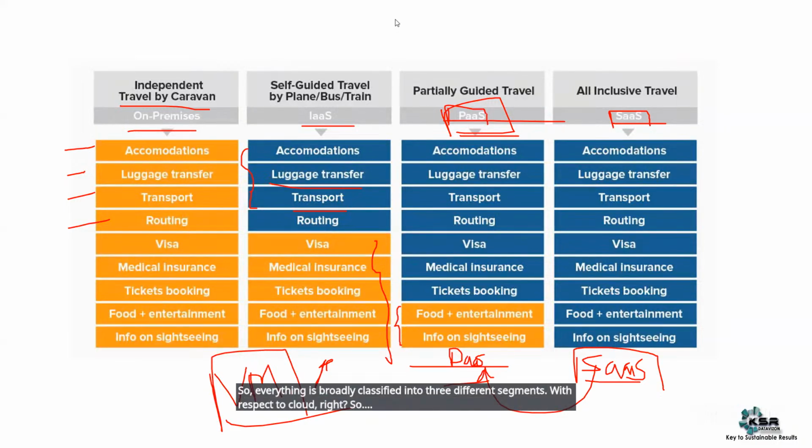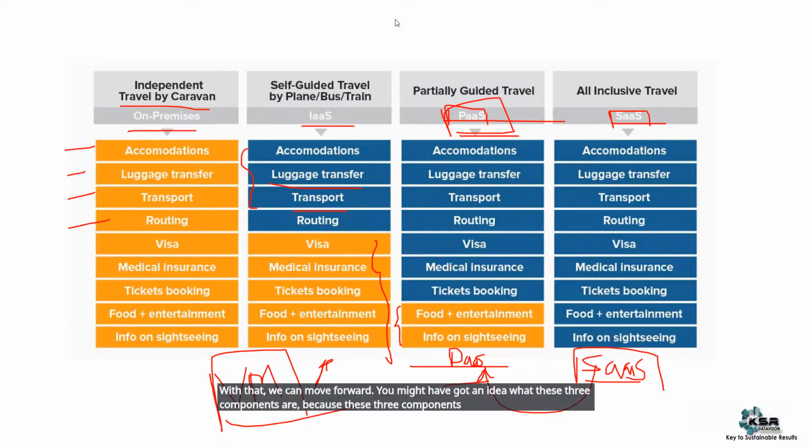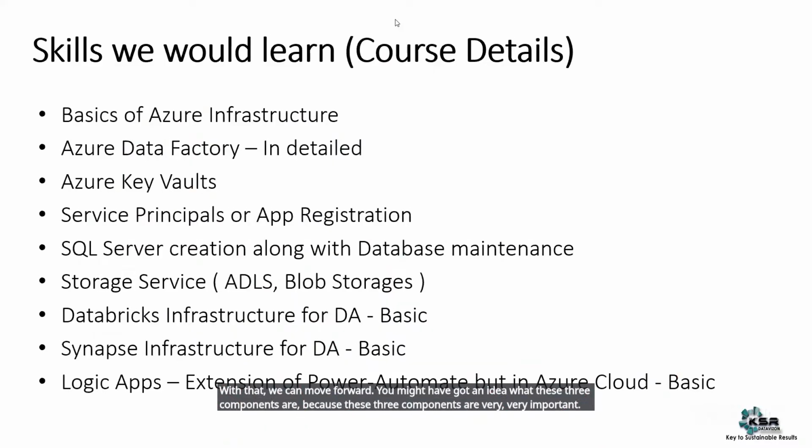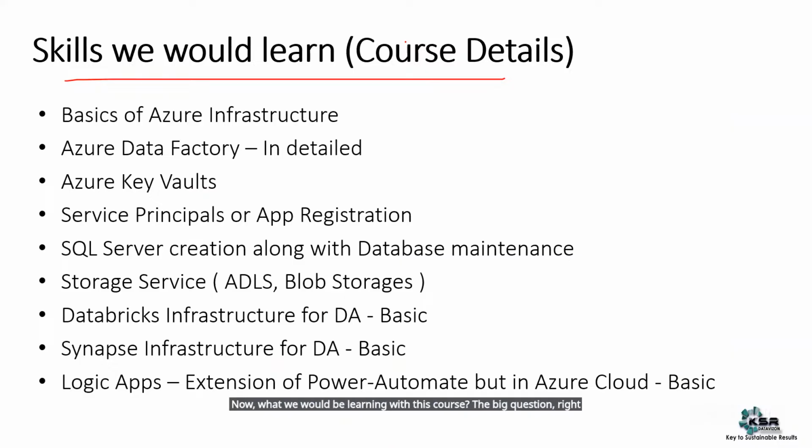So I might assume that you have got a better perspective on what we discussed now. With that, we can move forward. You might have got an idea what these three components are, because these three components are very, very important. Now, what would we be learning with this course, the big question, right? Only ADF? Is it only ADF?